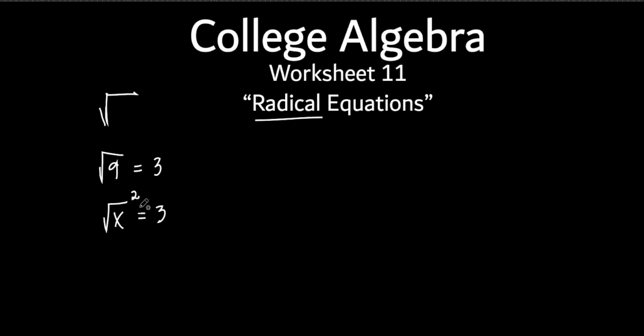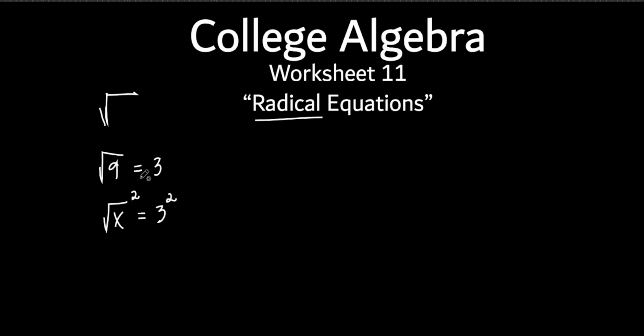I've got to do it to the right side. So if I square the left side, I come over here and I square the right side. So what happens to that square and that square root? What do they do to each other? They cancel each other out, right? That's the whole reason why I squared it.